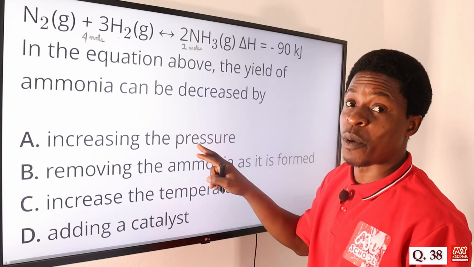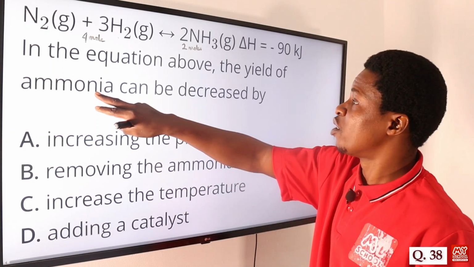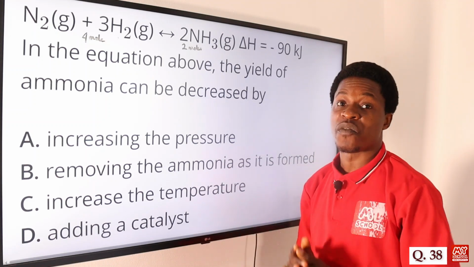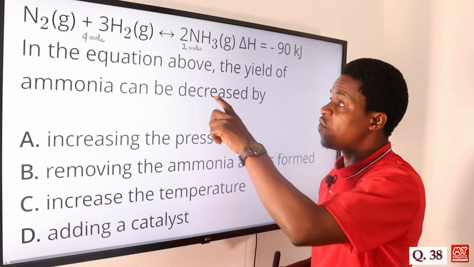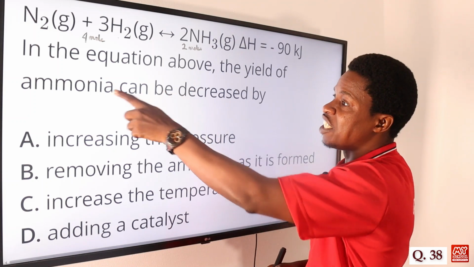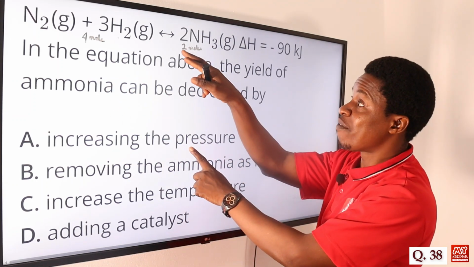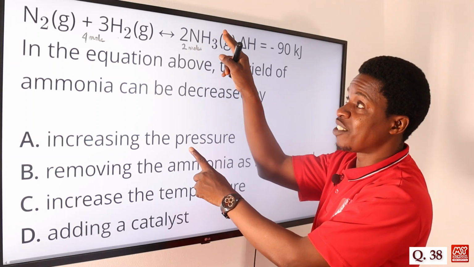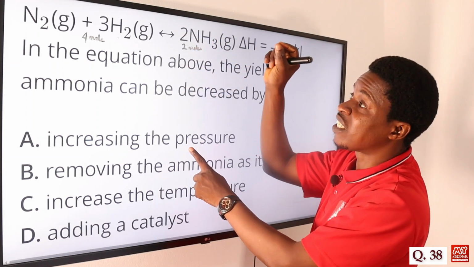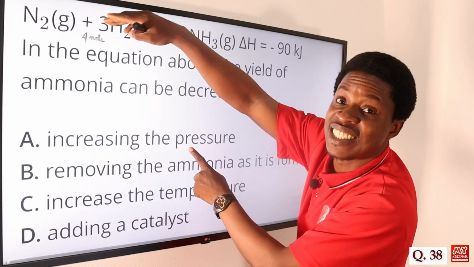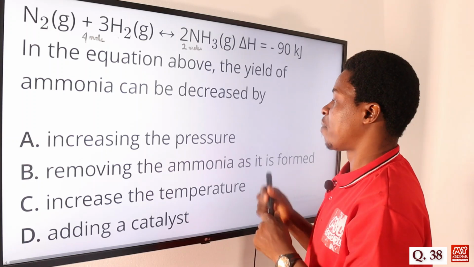But don't forget, the question says the yield of ammonia is to be decreased. So we are looking at reducing the amount of ammonia, not increasing it. If it were to be increasing the yield of ammonia, increasing the pressure would have been the perfect answer because we have a lesser number of moles on this side. If you decrease the pressure, the equilibrium will shift to the other side, so more of that side will be formed. So increasing the pressure is not going to work.